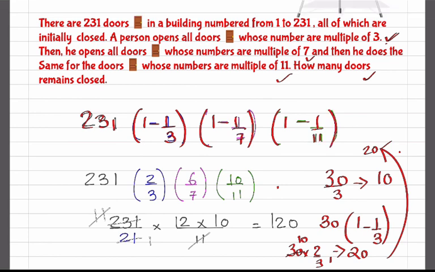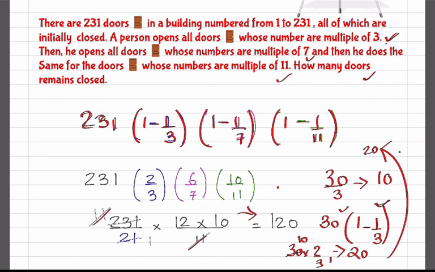Right? The similar way I solved it here. But since instead of 30, you have 231 here, I solved this: 2 by 3, 6 by 7, 10 by 11. I just cut this: 7 3s are 21, 21 11s are 231, 11 gets cancelled. 12 into 10, 120 is my answer. So 120 doors will remain closed, because 120 are the numbers which are neither a multiple of 3, neither a multiple of 7, neither a multiple of 11.